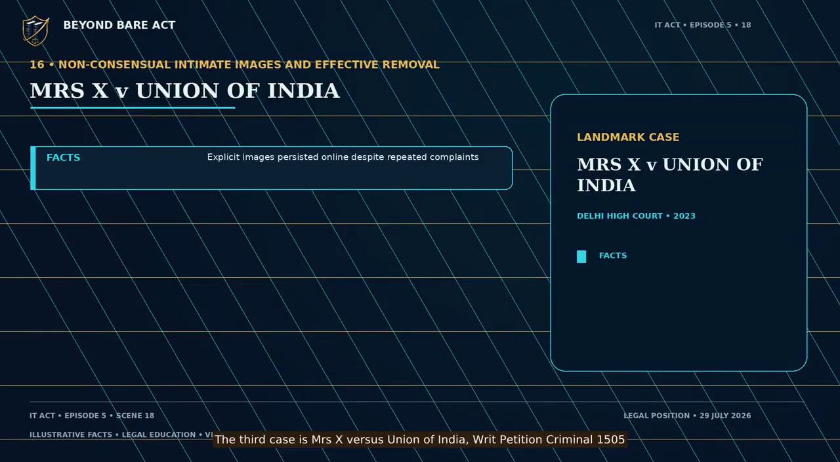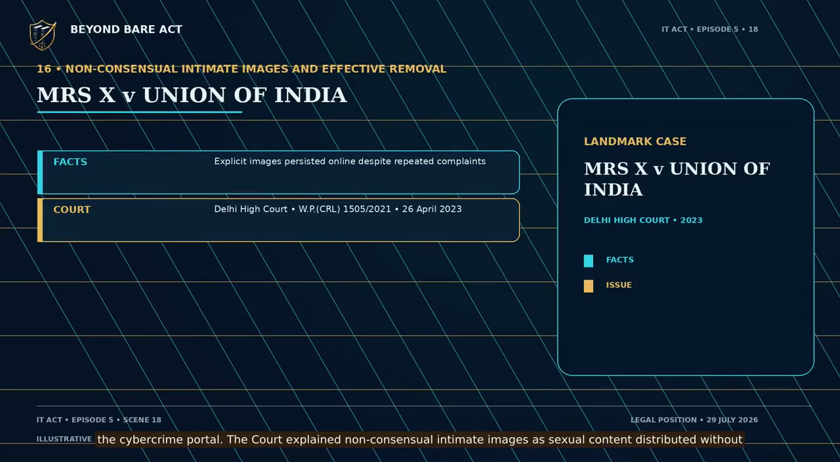The third case is Mrs. X versus Union of India, Writ Petition Criminal 1505 of 2021, decided by the Delhi High Court on 26 April 2023. The petitioner's explicit images remained available online despite complaints to websites, search services, and the cybercrime portal. The court explained non-consensual intimate images as sexual content distributed without the consent of the person depicted.